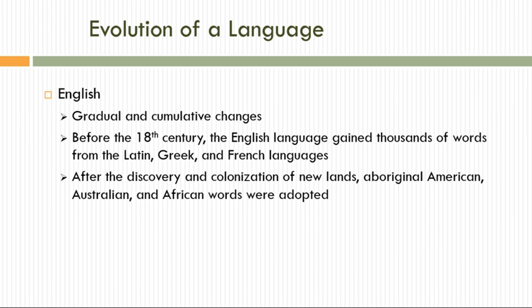And so before the 18th century, the English language actually gained thousands of words from Latin, from Greek, from French, from other European languages that the English were coming in contact with. Because remember, England's an island, and so they were kind of isolated. But then as you start having trade, you start incorporating these other words. But after the discovery of new lands and they start getting colonized, we start to see all sorts of other words come in from the colonies. And so you may be talking about Asia, like India, America, Australia, Africa.